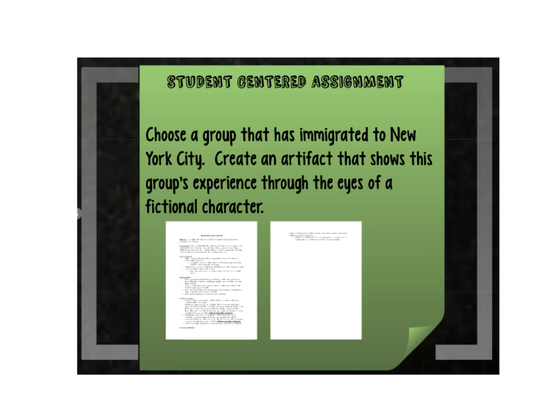So just as an example, this is a project that could be done in this class. Choose a group that has immigrated to New York City. Create an artifact that shows this group's experience through the eyes of a fictional character. So instead of you lecturing to them about the different groups that came in, and them copying notes and taking an exam, answering questions, they're going to research about this group, but then they're going to do something a little different, not just write.